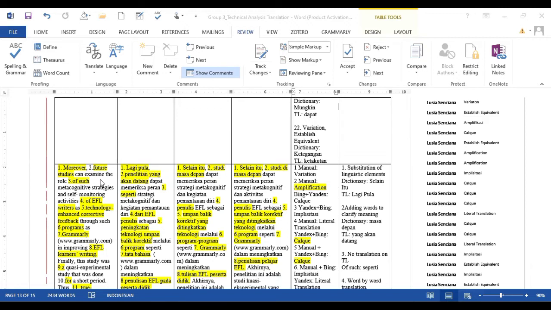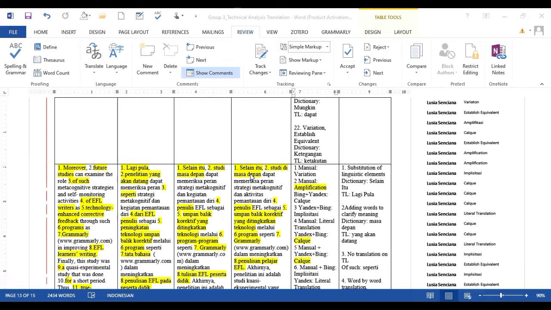And the next, number 2, in SL is future studies. In manual translator is penelitian yang akan datang, and then Yandex studi masa depan, and Bing is studi di masa depan. In here, manual translator use amplification, and then Bing and Yandex is calque. In here, there is adding word to clarify meaning, penelitian yang akan datang, which in dictionary future study is masa depan, but in here penelitian yang akan datang. So in here is amplification.